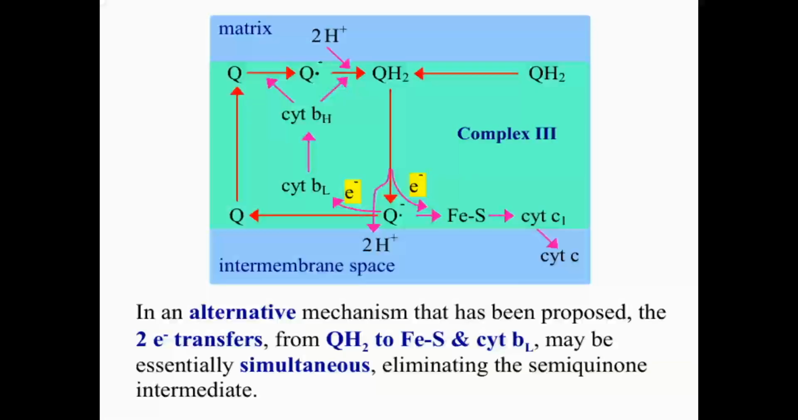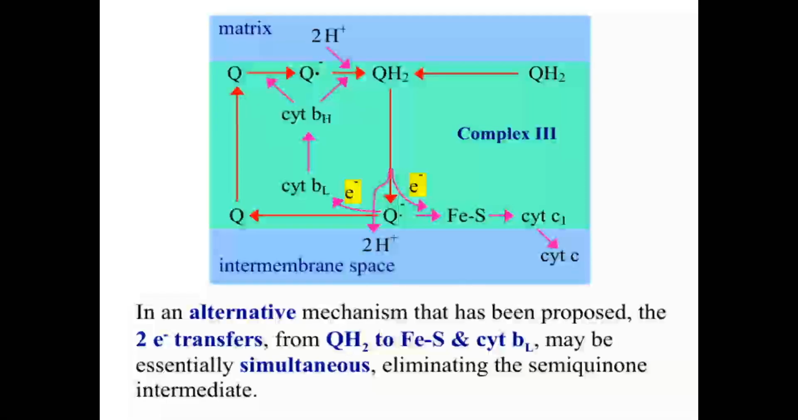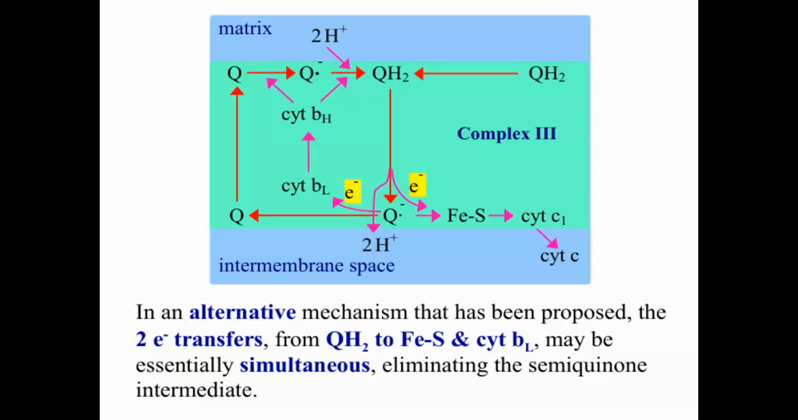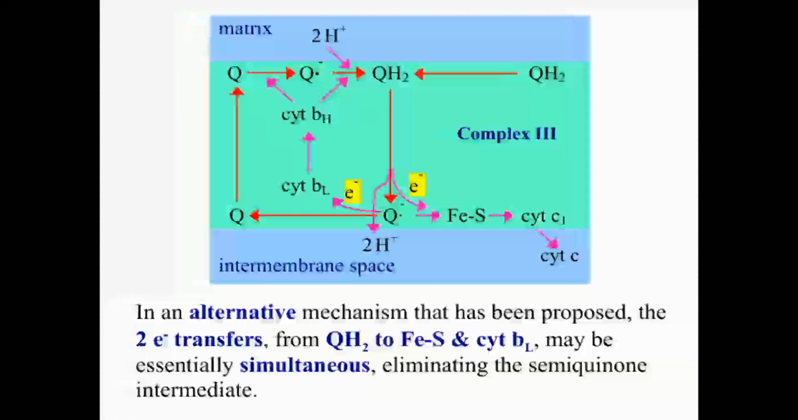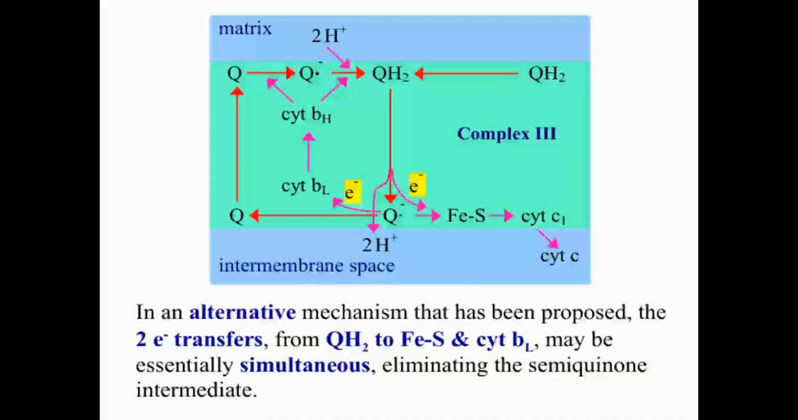The key idea here is that this simultaneous transfer might streamline the process, making it more efficient. Understanding this alternative mechanism is important because it helps us explore different ways that electron flow can be managed within the electron transport chain, which ties back to the overall theme of how these systems optimize energy conversion. It challenges our traditional view and opens the door to new insights about the dynamics of electron transfer.